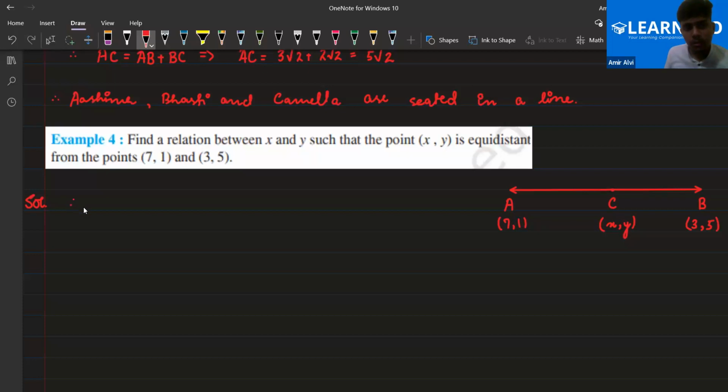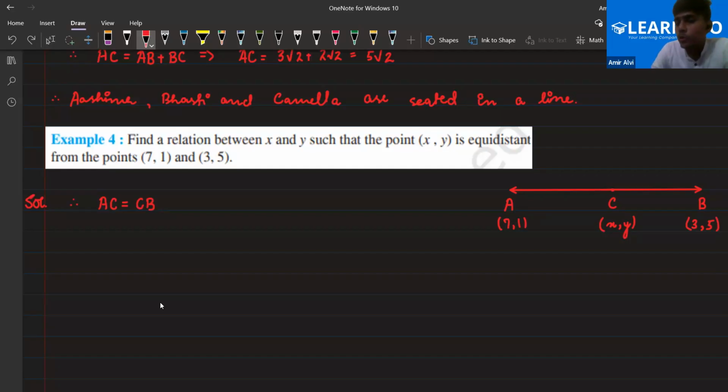Yes, that's clear. Okay, now the question says that AC is equal to BC or CB. Equidistant means the distance of this part and the distance of this part are equal. Is that clear? The length of this part and this part are equal. So Gianna, if the distances are equal, can I say that the squares of the distances will also be equal?